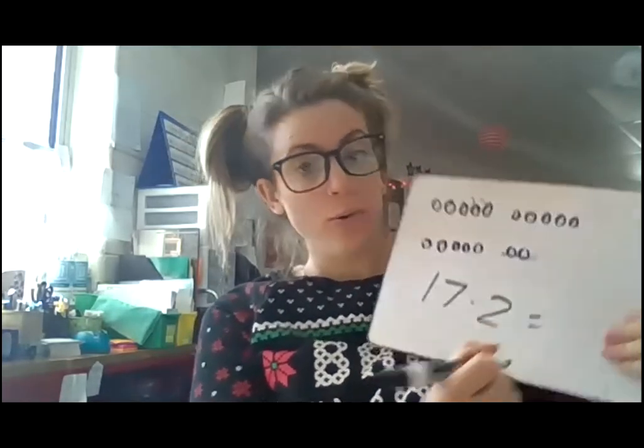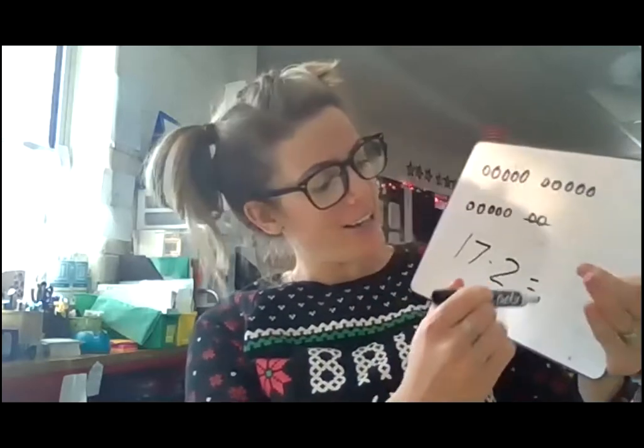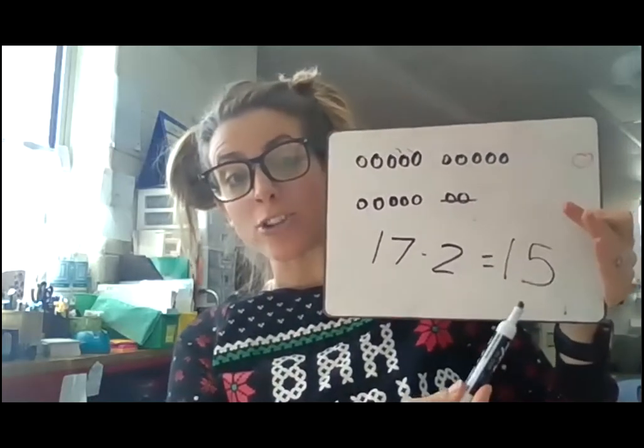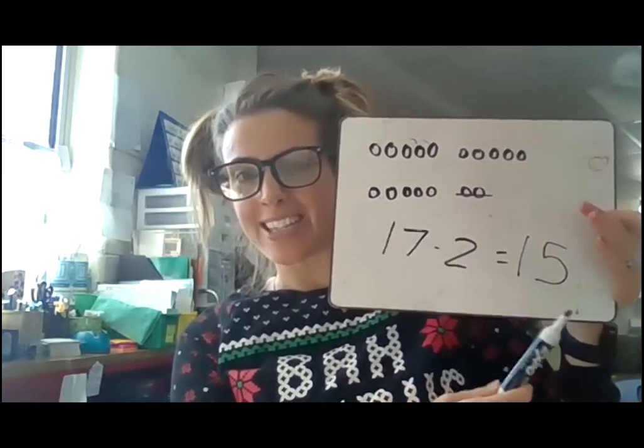I took away 2. Let's count by 5s again to see how many are left. 5, 10, 15. 15 buttons are left. That's how I solved. Make sure you have that answer. And make sure you write your number sentence. 17 minus 2 makes 15.